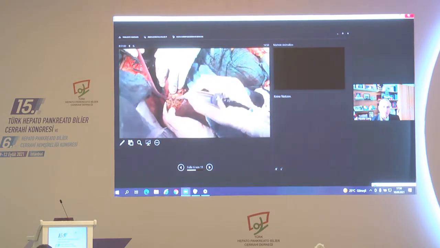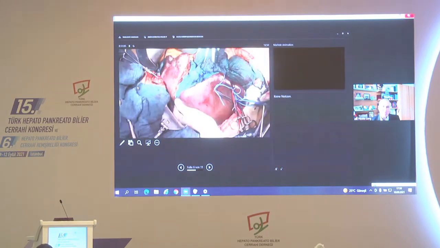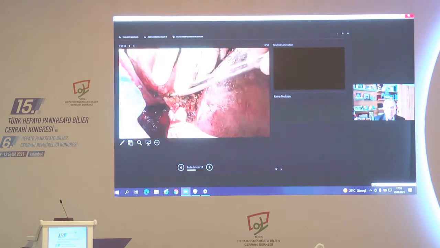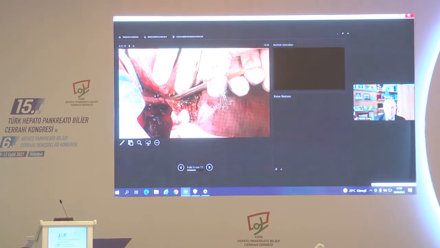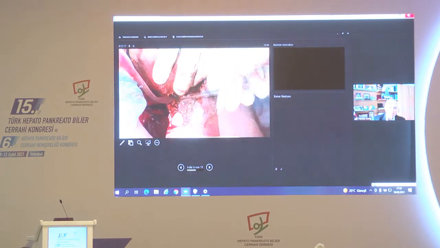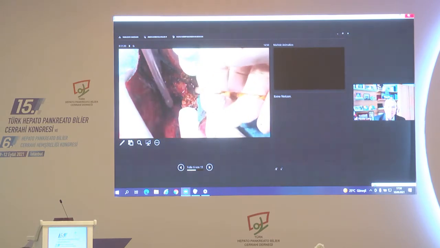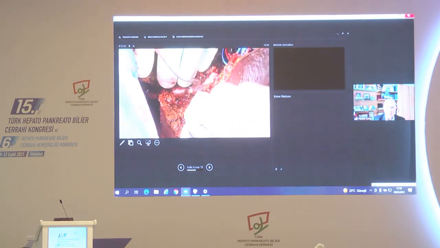And now we are slowly approaching the right hepatic vein. You will see soon. We are already close to the vena cava. And now we have reached the right hepatic vein. This is the right hepatic vein.